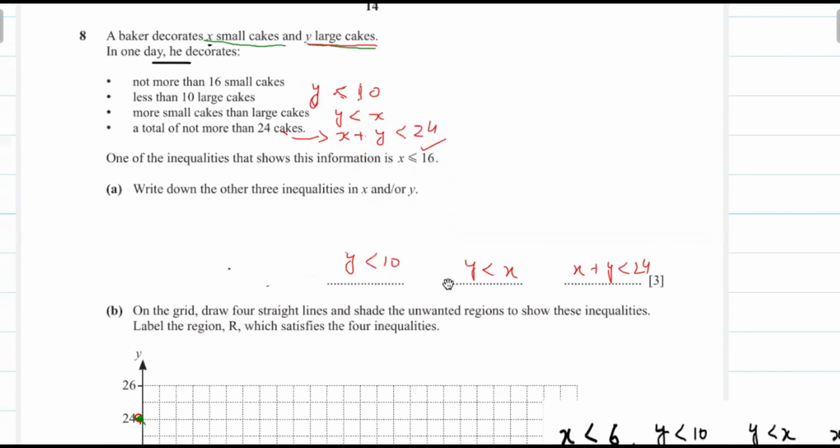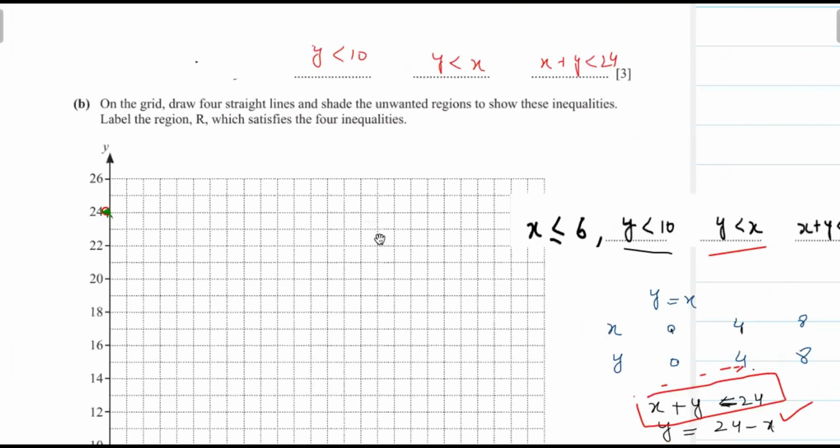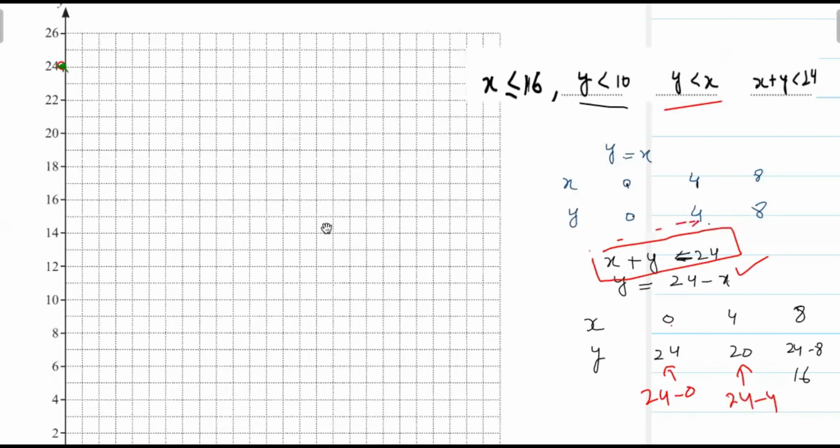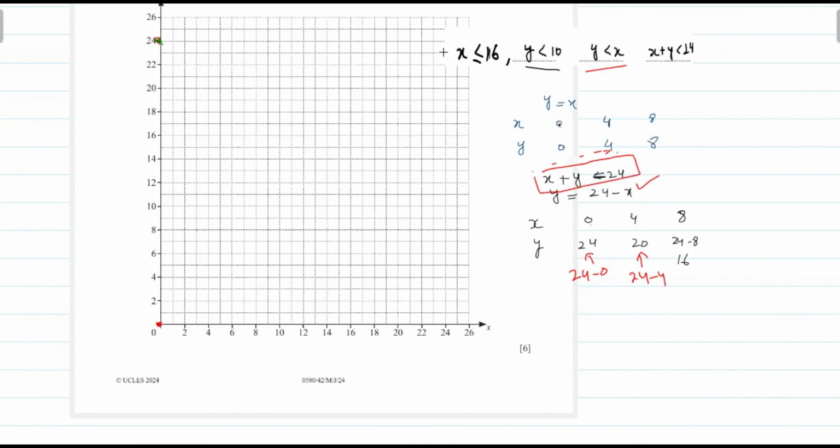Now part B. On the grid, draw the four straight lines and shade the unwanted region to show these inequalities. Label the region which satisfies the four inequalities. Look here, these are the four inequalities. We will draw the region of four inequalities. Firstly, we will draw the lines for these inequalities. First inequality is x is less than or equal to 16. We will draw the line x is equal to 16 here. This is the straight line x is equal to 16.